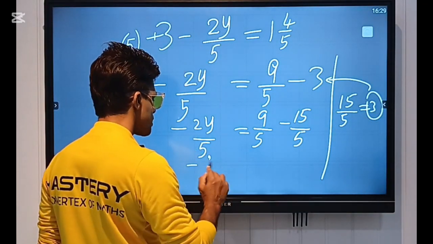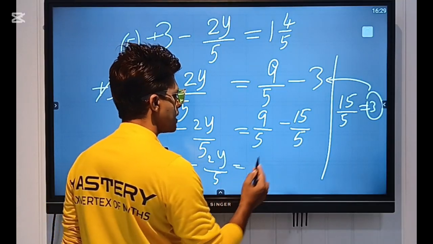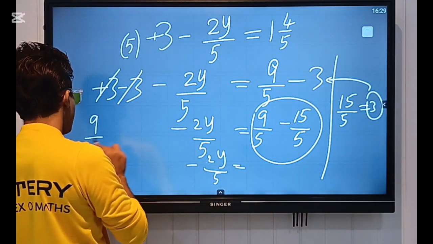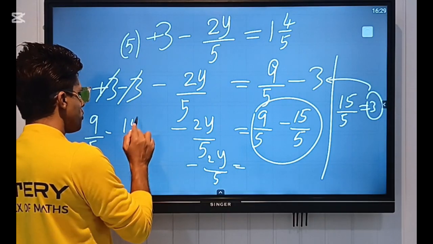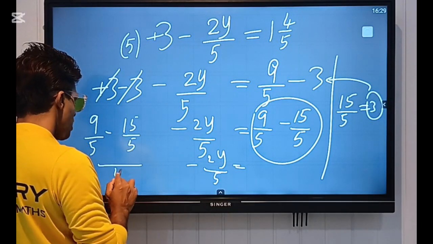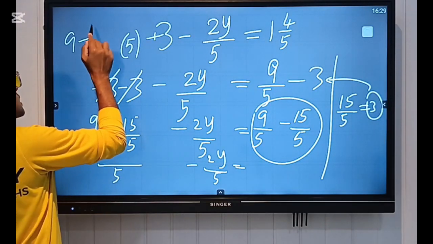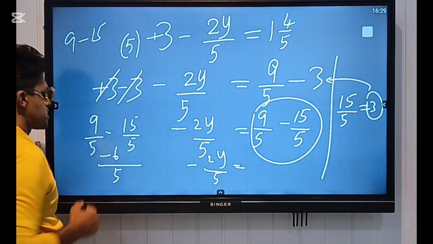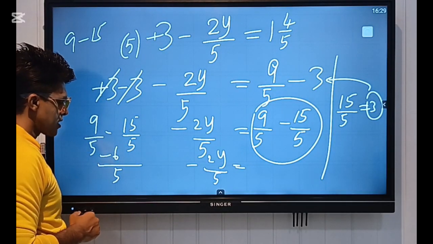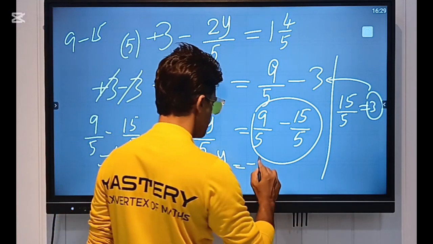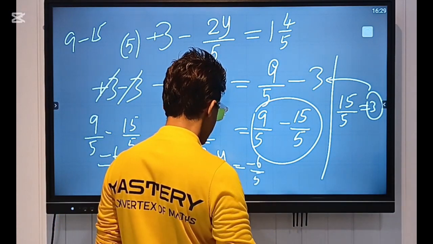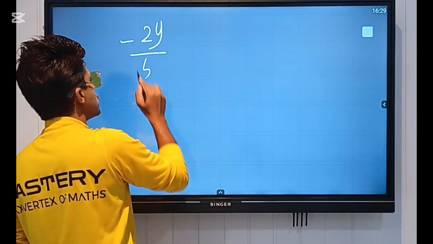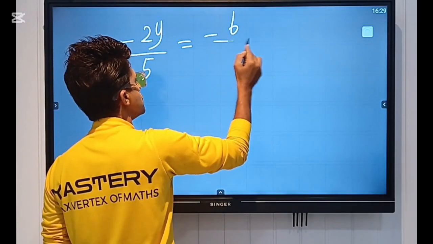Right now, minus 2y over 5, then this is familiar to you. This type of one generally we do, then 9 over 5 minus 15 over 5. Then the denominator is 5, then 9 minus 15 is minus 6. The greater digit's sign is negative, so only minus 6 over 5. Minus 2y over 5 equals minus 6 over 5.